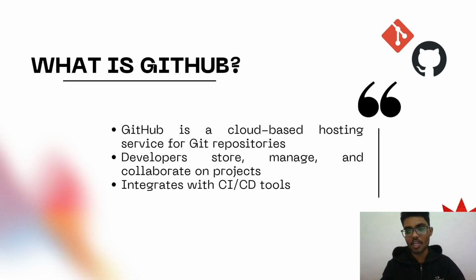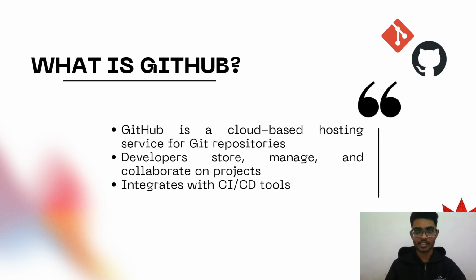Now, what is GitHub? We track the versions of our code on our local machine by using Git. But now there should be a place where all the code is saved and everyone should be able to access the code. So if n developers are working on the same project, there should be one place where all the developers can check what the latest code is.